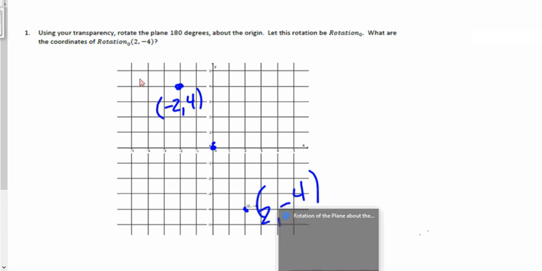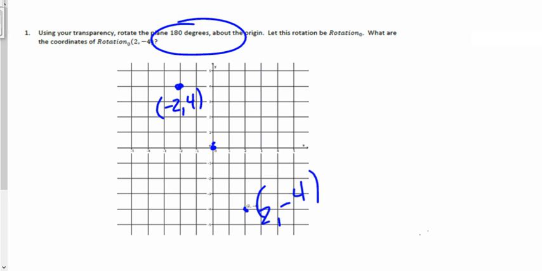So when you're doing 180-degree rotations, you can do it even without a transparency because these numbers, this (2, -4), means that the signs are going to be the exact opposite because we are flipping it upside down. We are changing it 180 degrees. Okay? So now, using that same knowledge, try pages 27 and 28. They're 180-degree rotations. Use your transparency or don't. It's up to you, but try to complete 27 and 28 for me now.